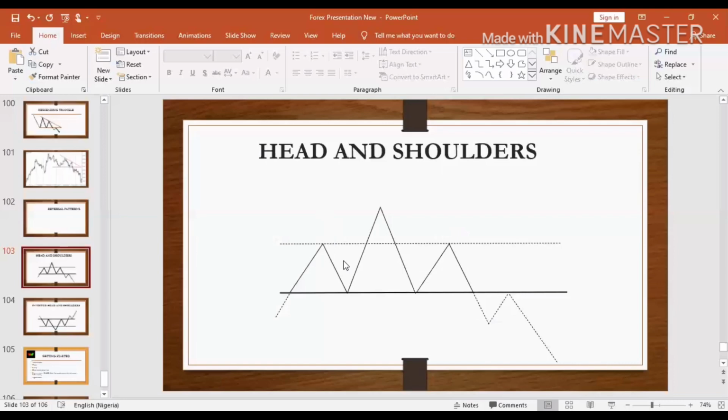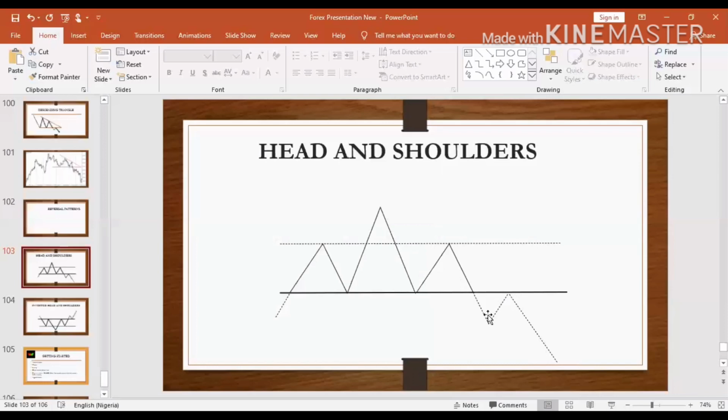Usually the volume decreases as the pattern is being formed. You see less volume in this pattern, and when it breaks out and retests this neckline, you see an increase in the volume. So how do you trade this pattern?